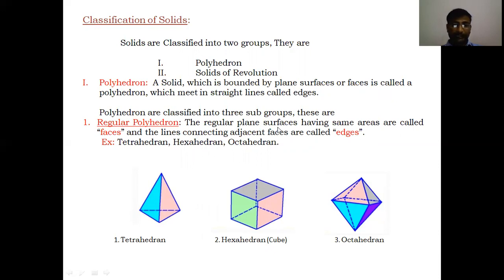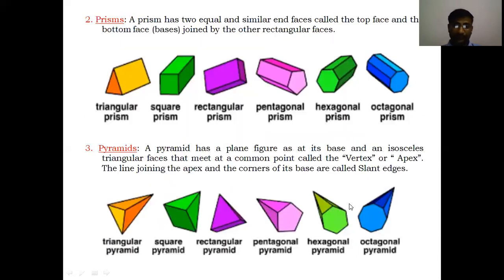The regular plane surfaces have the same areas. These are called the faces, and the lines connecting adjacent faces are called edges. Examples: tetrahedron, hexahedron, and octahedron. These are the diagrams. This is one type of solid.